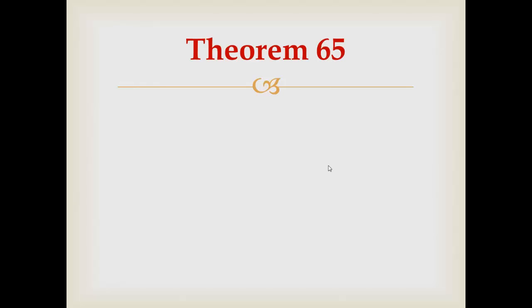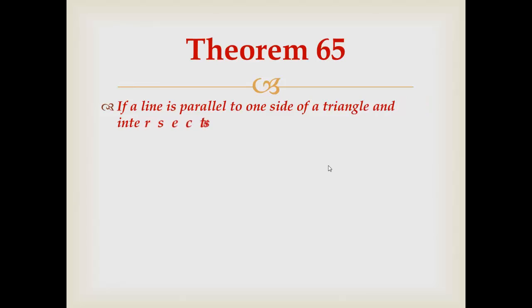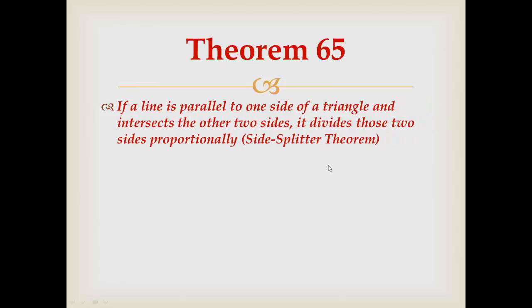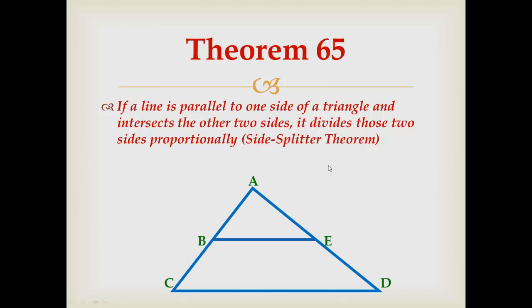Theorem 65. This states that if a line is parallel to one side of a triangle and intersects the other 2 sides, it divides those 2 sides proportionally. This is known also as the side splitter theorem. In practice, it would look like this.